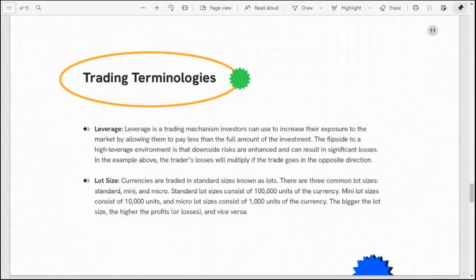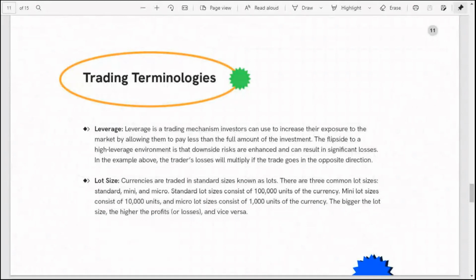Lot sizes. Currencies are traded in standard sizes known as lots. There are three common lot sizes: the standard, mini, and micro. Some people say nano, but I don't really consider nano at all. It's just standard, mini, and micro, because nano would not allow you to earn anything substantial in the financial market, and we all want to earn something substantial in the financial markets.